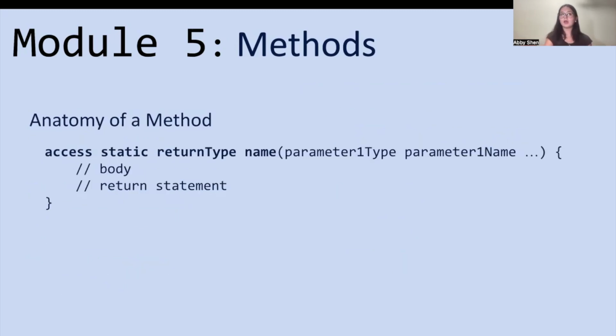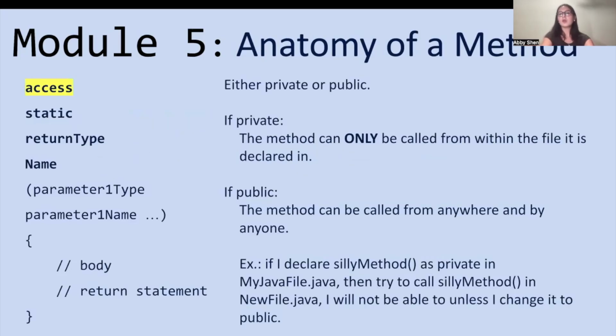So here we have a bit of an outline of what a method declaration will typically look like. Here we start with the access. This will either be private or public. If it's private, that means the method can only be called from within the file that you've declared it in. So maybe this is something that you don't need to use across different files, or something where you want to keep it contained and keep the access limited.